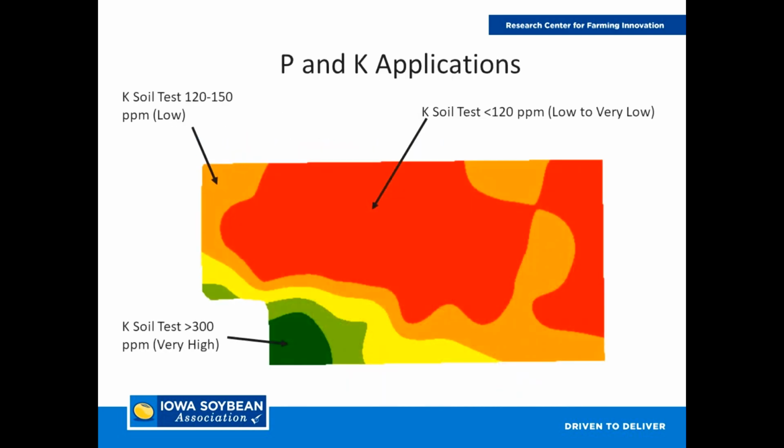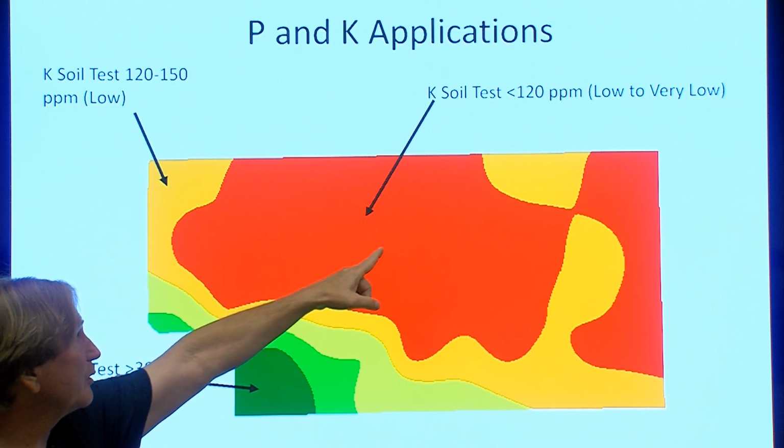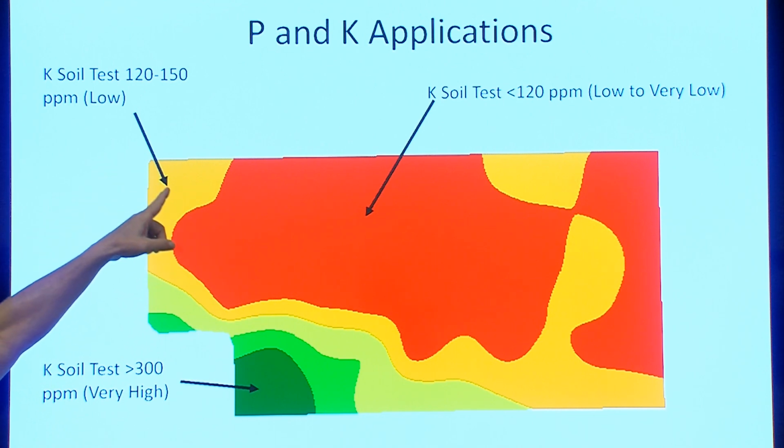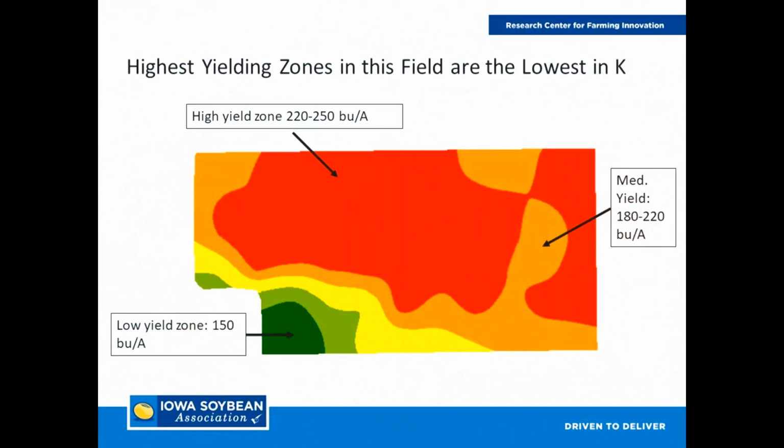I want to switch a little bit and talk about potassium and phosphorus applications. We get a lot of soil tests for fields in our research program, and this is one example of a field where we grid sampled for potassium concentration in the soil. You can see in this map that this area in dark red is pretty low in potassium, less than 120 parts per million. Our K-test was about 120 to 150 here, and then we had an area of very high potassium soil test. That's common. You see that in your fields too.